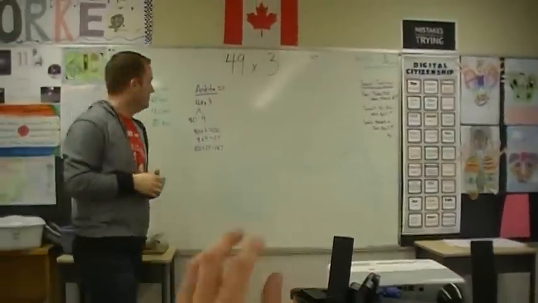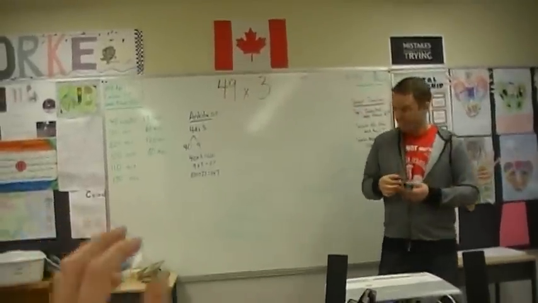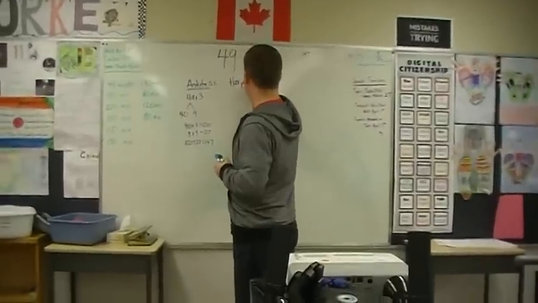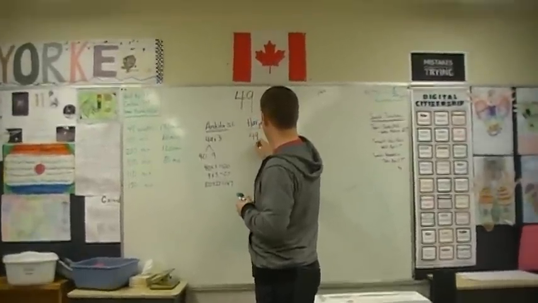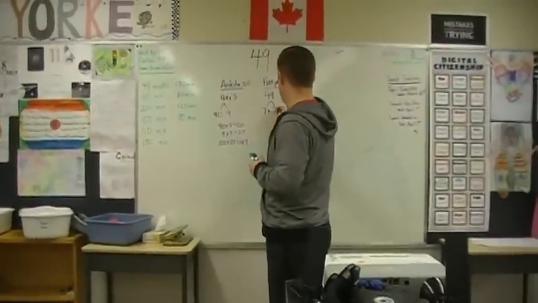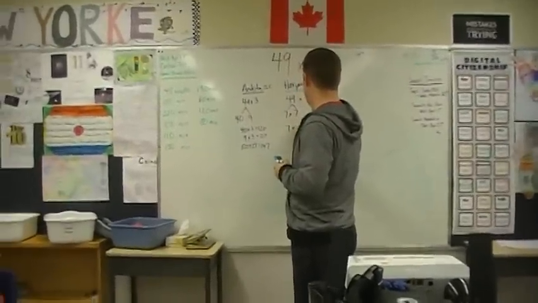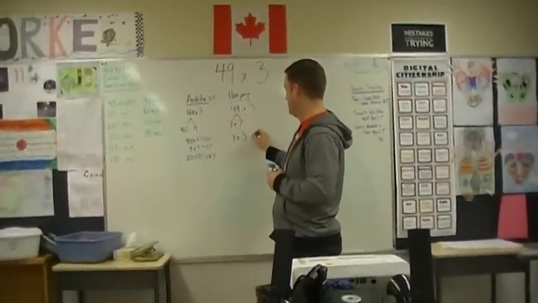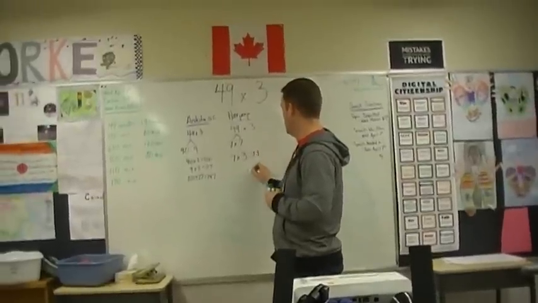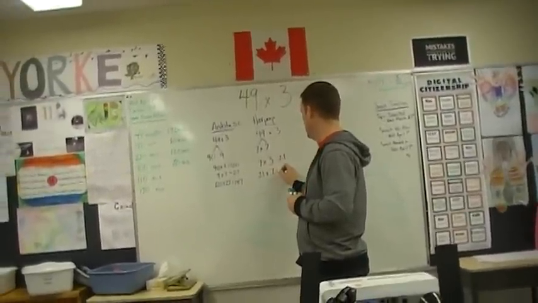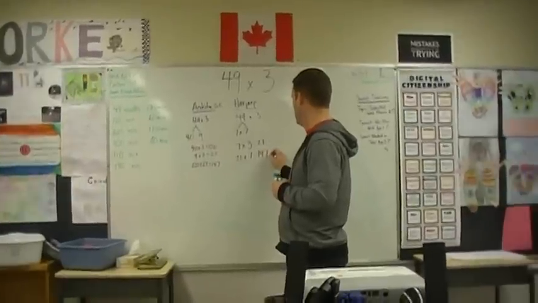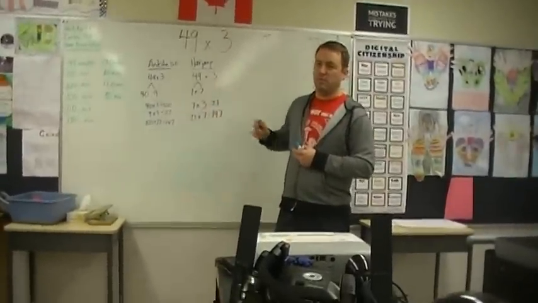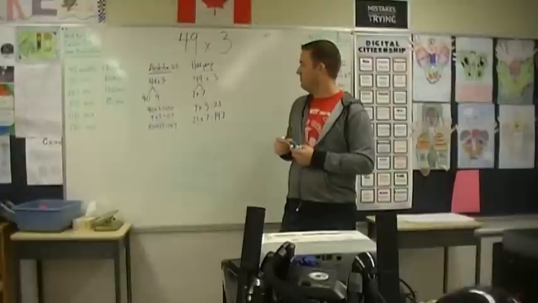Okay, anybody else have a different way of solving? Harjat? I made 49 into 7 groups of 7, and then multiplied 7 by 3, and then I multiplied that by 7. That gives me 147. So you broke it into 7 times 3. Yeah, and that's 21, and then 21 times 7 is 147. Okay. So any idea what strategy that would be? I think it's distributive property.